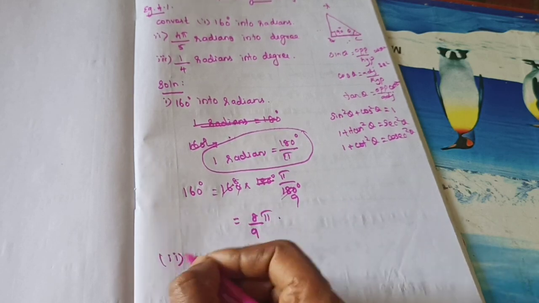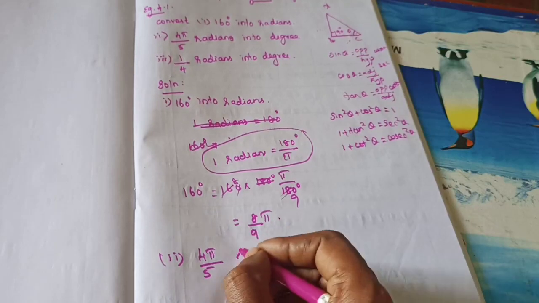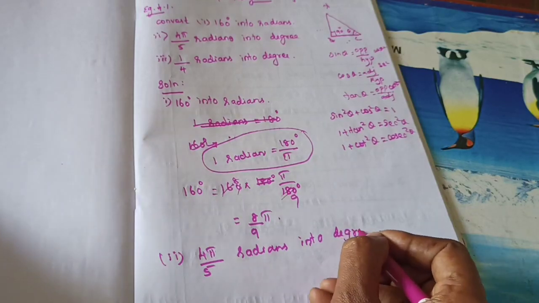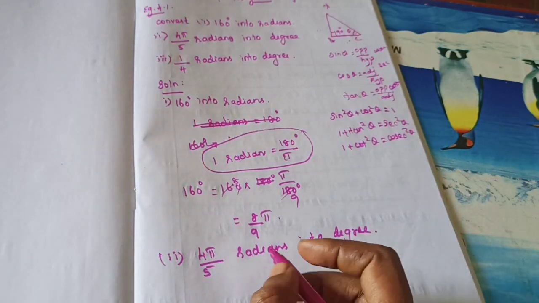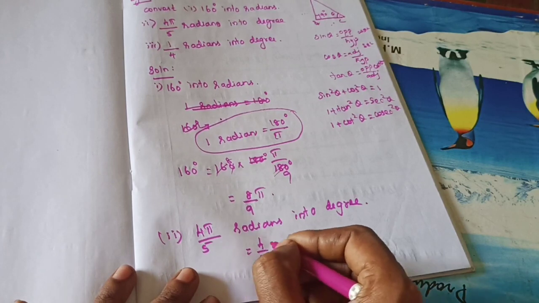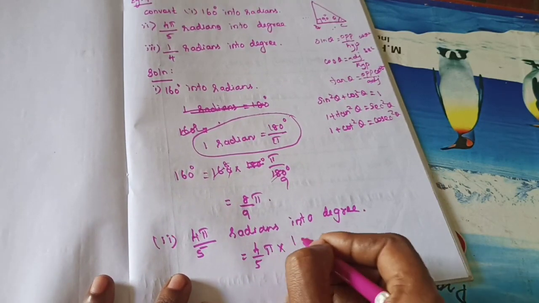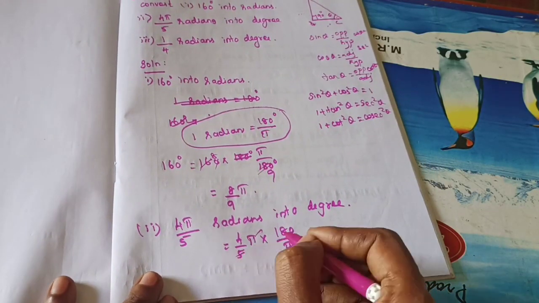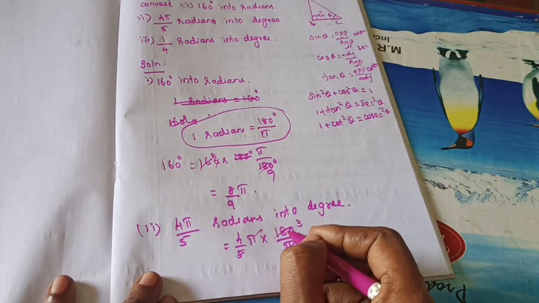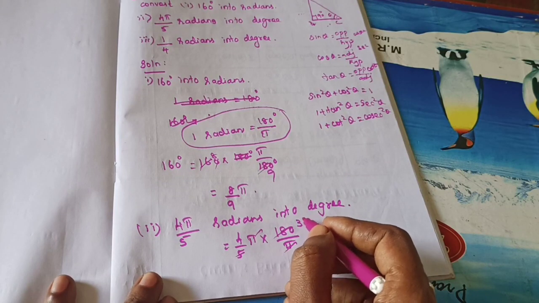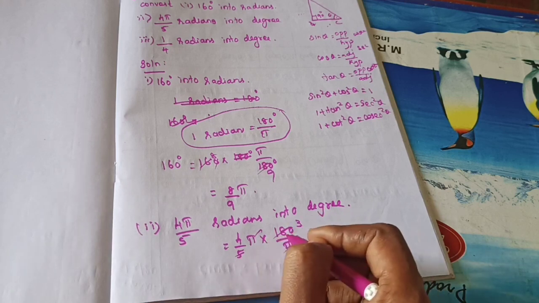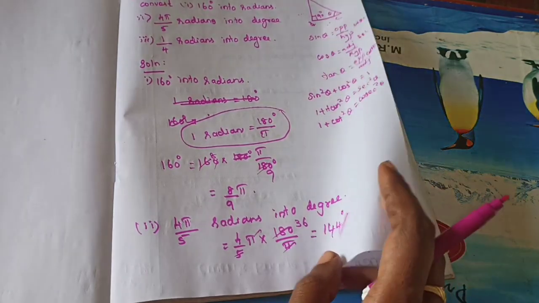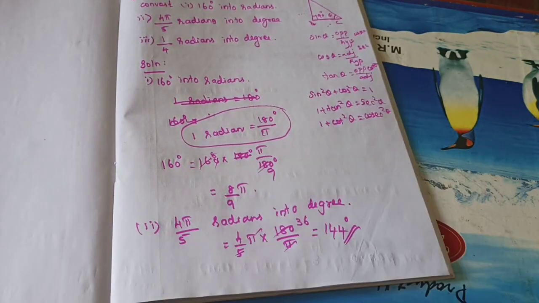Understand? Then the next one. 4 pi by 5 radians into degrees. How will you change this to degrees? The same formula we will use here also. 4 by 5 pi into 180 by pi. Pi and pi will get cancelled. Again this 5 and 3 times 30, correct? So 3 times again 36. So 36 into 4 means 144 degrees. Understand, students? 144 degrees.